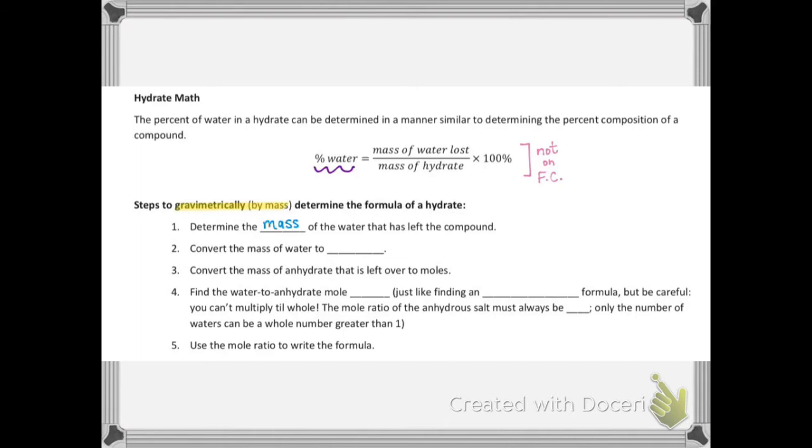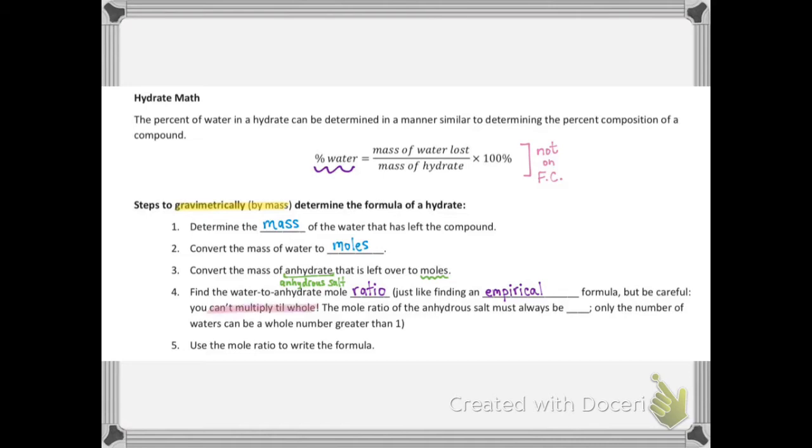And you convert that mass to moles. And then you take the mass of the anhydrous salt, or the anhydrate, and you convert that to moles too. Last but not least, you find the water to anhydrate mole ratio. That process is going to look almost exactly like finding an empirical formula, but with one key distinction. You are not allowed to multiply till whole.